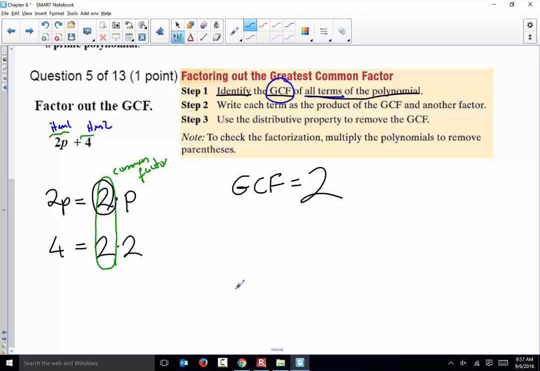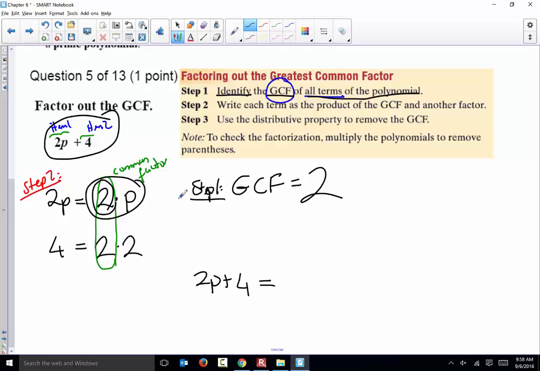Okay? Now, we already did this step. So this is step 1. Step 2 is write each term as the product of the GCF times another factor. So when you're computing the GCF, you're actually doing step 2 as well. But you need to put these 2 here. So 2p plus 4. Write this 2p plus 4 as 2 times p plus 2 times 2. And mark that GCF you've determined.